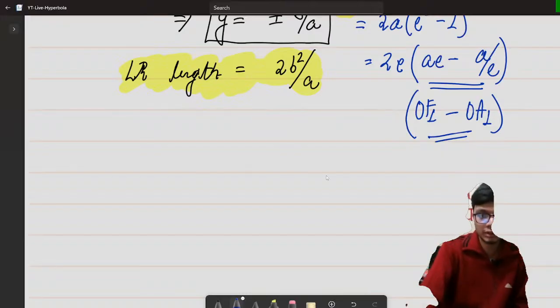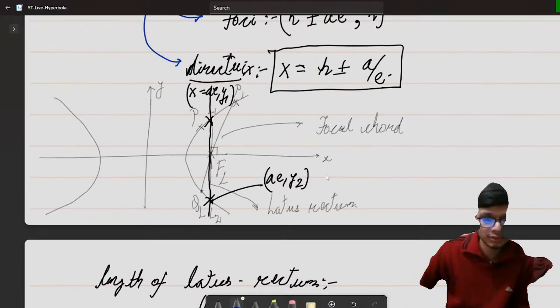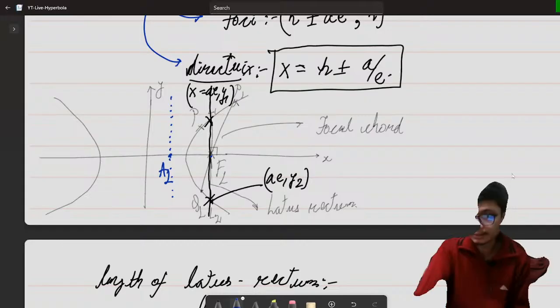So let me denote the point A1 over there. If I have the directrix, this point is called my A1 point. Is this part clear to all of you? Okay, so far so good, right?